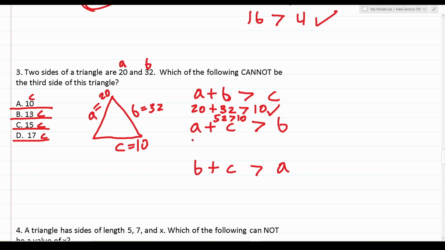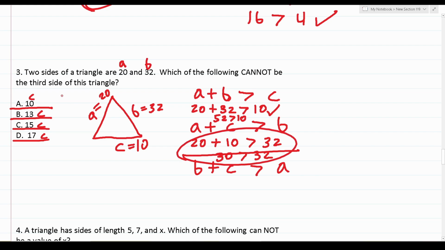What about A plus C? This is 20 plus 10. That has to be, according to the Triangle Inequality Theorem, greater than B, which is 32. 20 plus 10 is 30. And is 30 greater than 32? It's not. So right here, this tells me that 10 cannot be the third side length of this triangle since it fails the Triangle Inequality Theorem. All right, so that's that one.